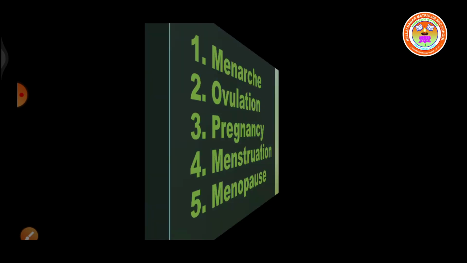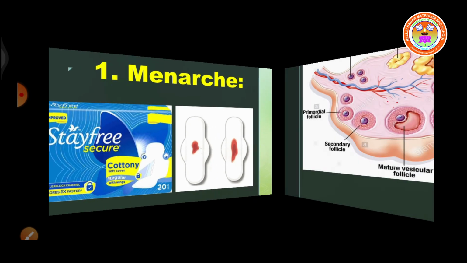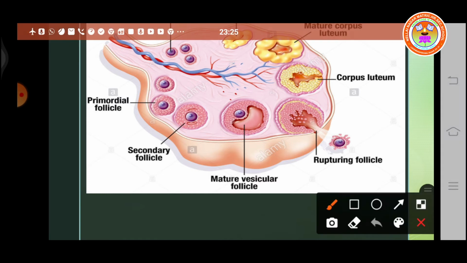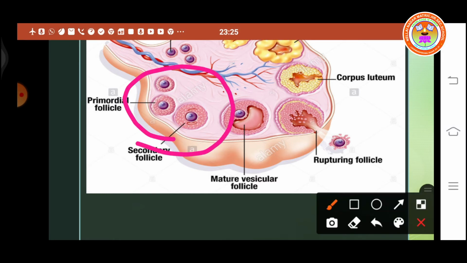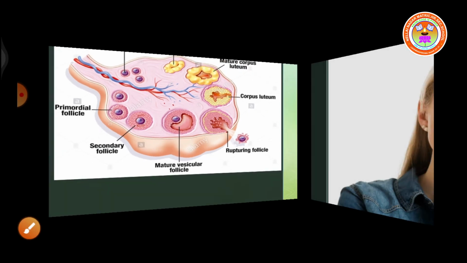The first phase is menarche. The first menstrual flow begins at puberty and is termed menarche. The female gamete, ovum or egg, begins to mature with the onset of puberty. It is the beginning of adolescence. During this period, physical, mental, and emotional growth occurs.